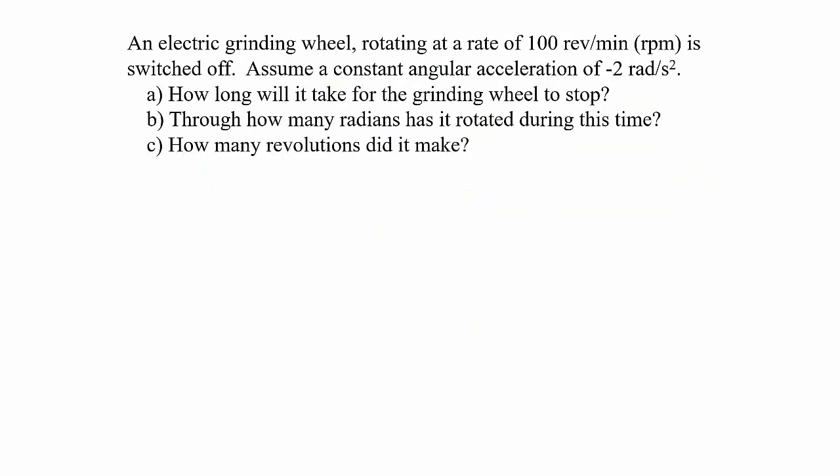In the second example, we have a grinding wheel that's initially rotating at 100 revolutions per minute. It's turned off. It has a constant angular acceleration of -2 radians per second squared. We're going to find how much time it takes to stop, how many radians it rotated through during that time, and how many revolutions it made while it was stopping.